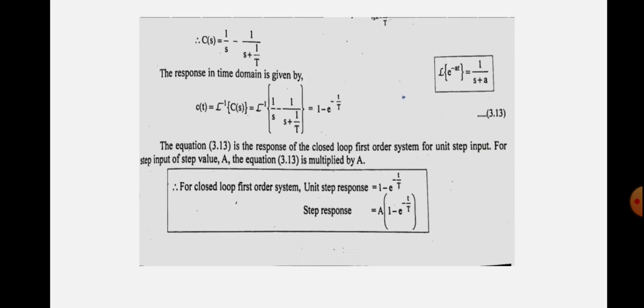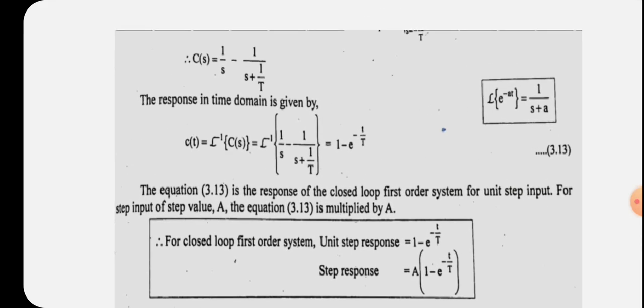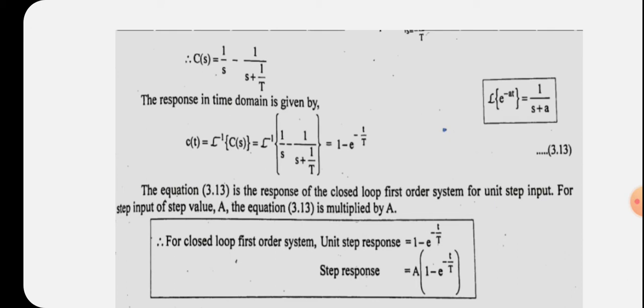So C(s) is equal to 1/s minus 1/(s + 1/T), and the response in time domain is given by c(t), which is equal to L inverse of C(s), that is L inverse of 1/s minus L inverse of 1/(s + 1/T). L inverse of 1/s is equal to 1, and L inverse of 1/(s + 1/T) is equal to e raised to minus t by T.